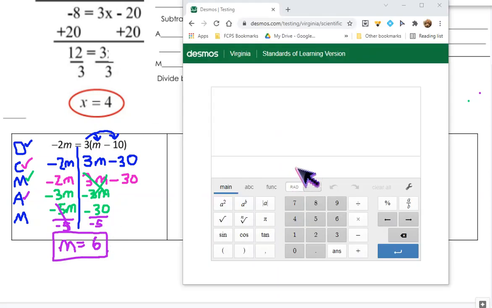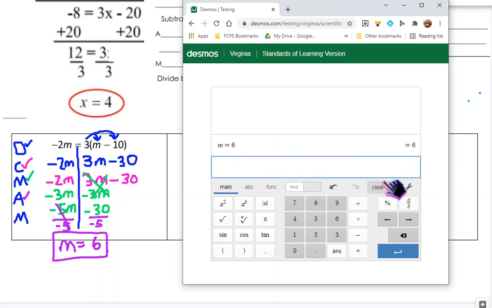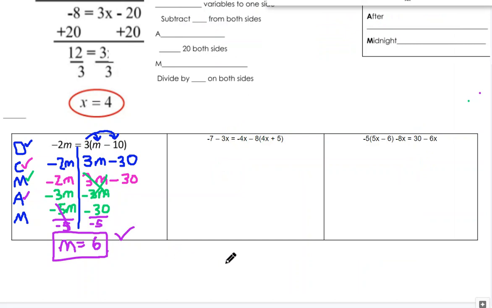All right, so let's check our work, see if we got that right. So we got m equals 6. I'm going to type in m equals 6. I'm going to type the left side of my original equation in: negative 2m. All right, hit enter. I'm going to type in the right side. I see it's 3 parentheses m minus 10. And I see that these two things both equal each other, and that's what we wanted. They equal each other, so we know we got it right. Way to go.